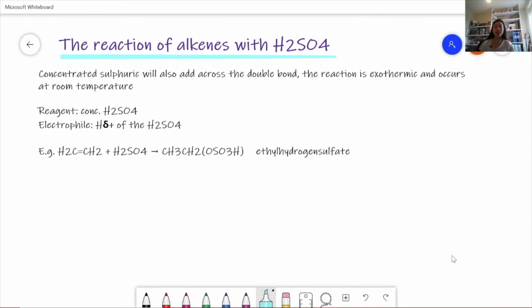Now we're going to look at the reaction of alkenes with sulphuric acid. Concentrated sulphuric acid will also add across the double bond, and this reaction is exothermic and occurs at room temperature. So the reagent we're using is concentrated sulphuric acid, and the electrophile is the hydrogen with a delta positive on this H2SO4 structure. If I draw out the structure of H2SO4, we can see more as to how this hydrogen gets this partially positive charge.